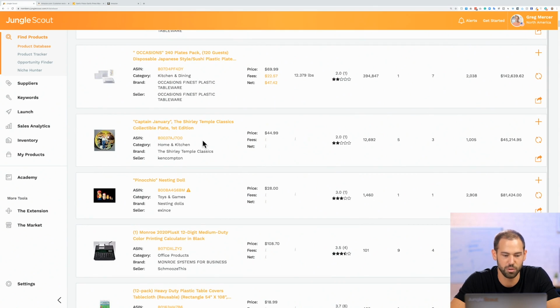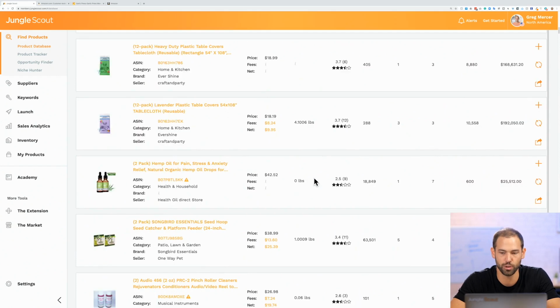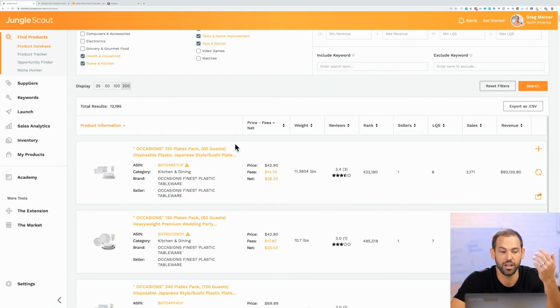Or this collectible plate or nesting dolls or whatever else. So there's all kinds of these a little bit obscure products. Now, I have all these products here. There's a lot of them. There's 12,000 of them. We'll start looking through them.